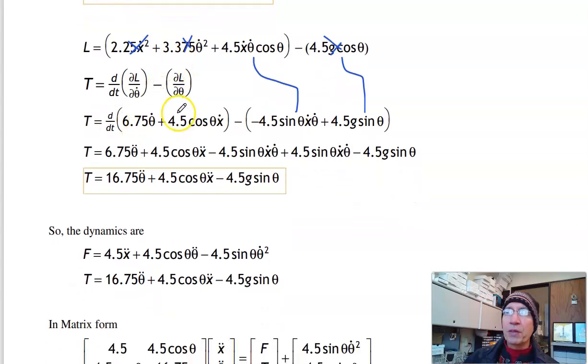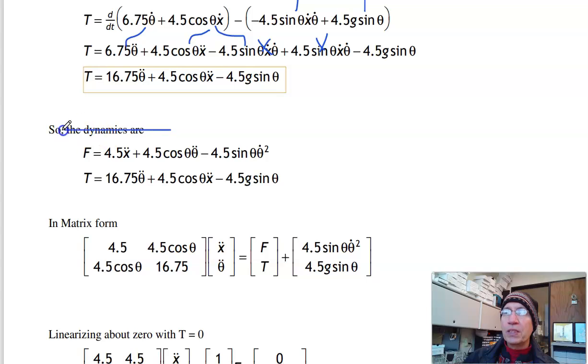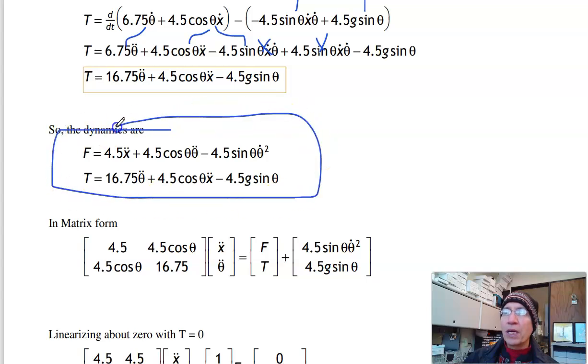Now take the full derivative. Gives you theta double prime, x double prime, and chain rule, minus sine theta, theta dot. Conveniently, these cancel. So there's the torque. So this is the dynamics for a cart and pendulum system.